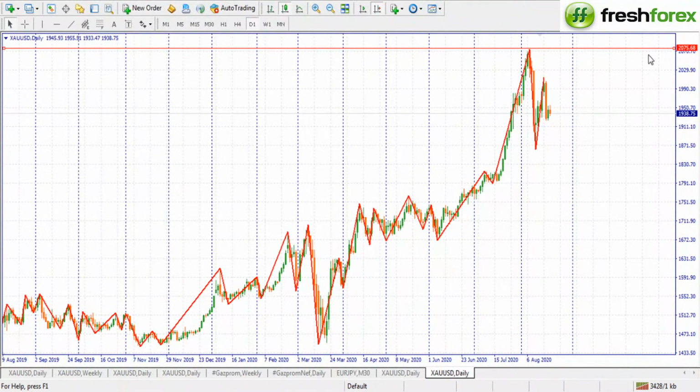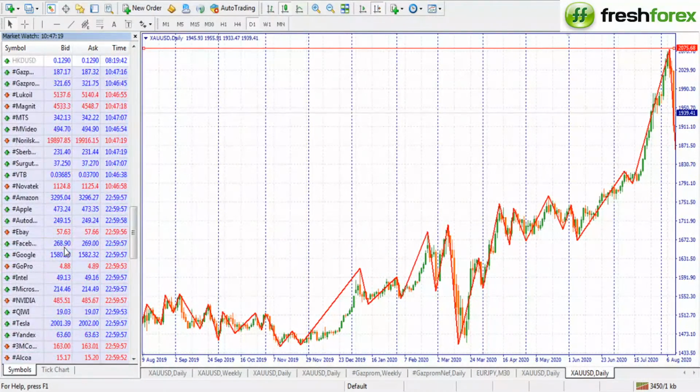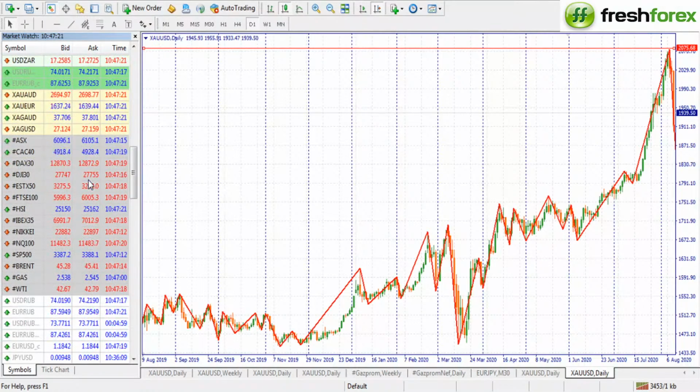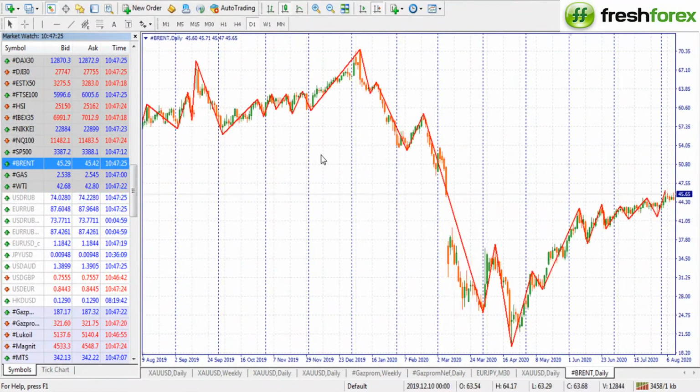If the price can successfully close beyond 2075.58, then that will mean we are continuing to the upper side. But if the price breaks below the low, this low here, 1871.50, then that will now mean we are heading to the lower side. So the next chart we look at is Brent oil.